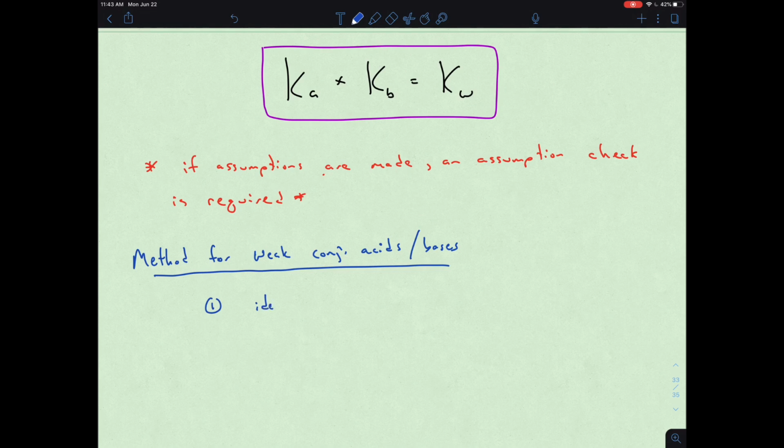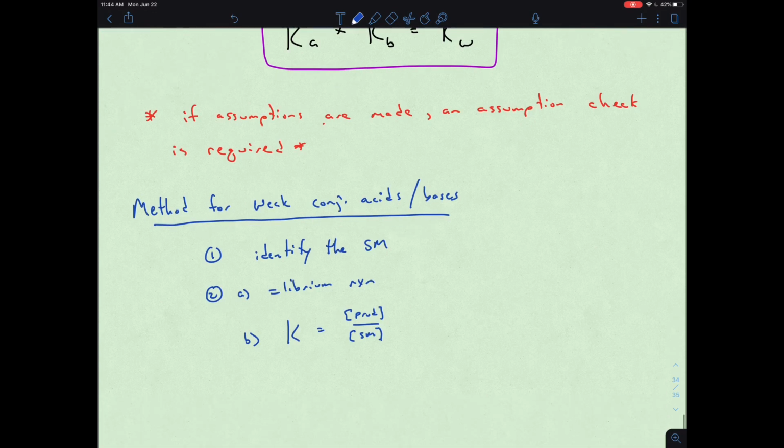One, identify the starting material. Two would then be what is the equilibrium reaction or reaction in general. I guess we could say there's two parts of that, because once we have our equilibrium reaction, then we can write our K. And sometimes here we might need the Ka, Kb shuffle. We then go to our ice table.